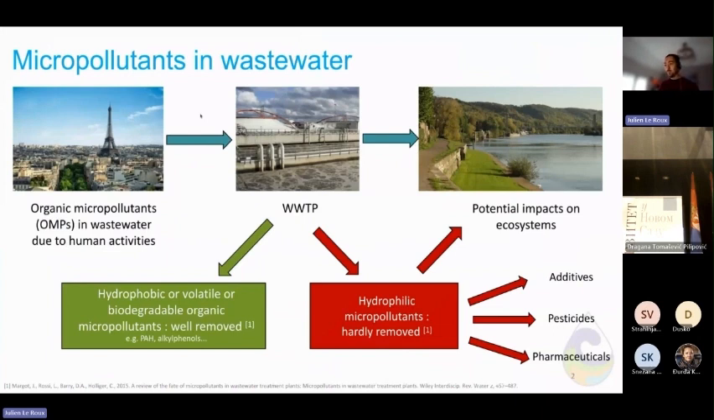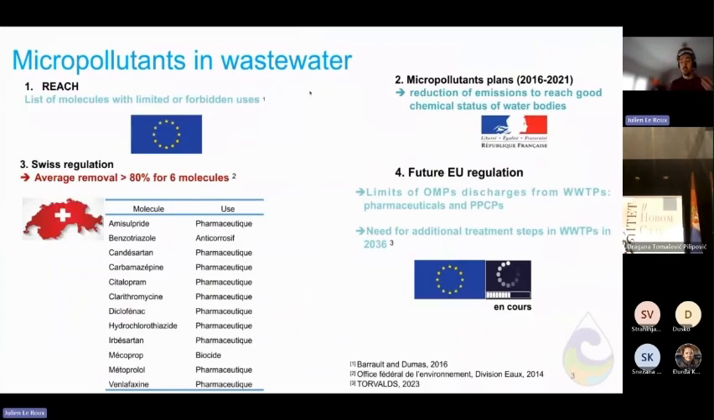and they can be released and discharged in the rivers, and they pose some potential threats on the ecosystems. So in France, in Europe in general, we have several regulations that can limit the production and the discharge of micropollutants in the rivers. There's the REACH regulation to limit the uses of micropollutants. In France, we have such plans also to reduce the emissions of micropollutants to the water bodies.